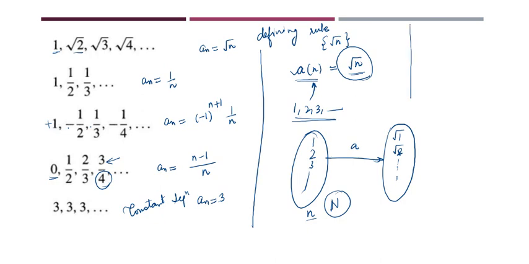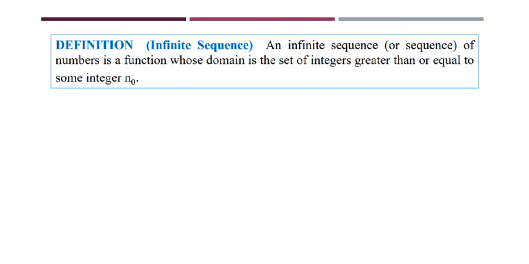Or if I say my sequence is of the form square root 3, square root 4 and so on, then I can say I have a sequence an where n varies from 3 to infinity, or I can say square root n where n varies from 3 to infinity. Now I think you are ready to see the mathematical definition of a sequence which is related to functions, which says that an infinite sequence of numbers is a function whose domain is the set of integers greater than or equal to some integer n naught.